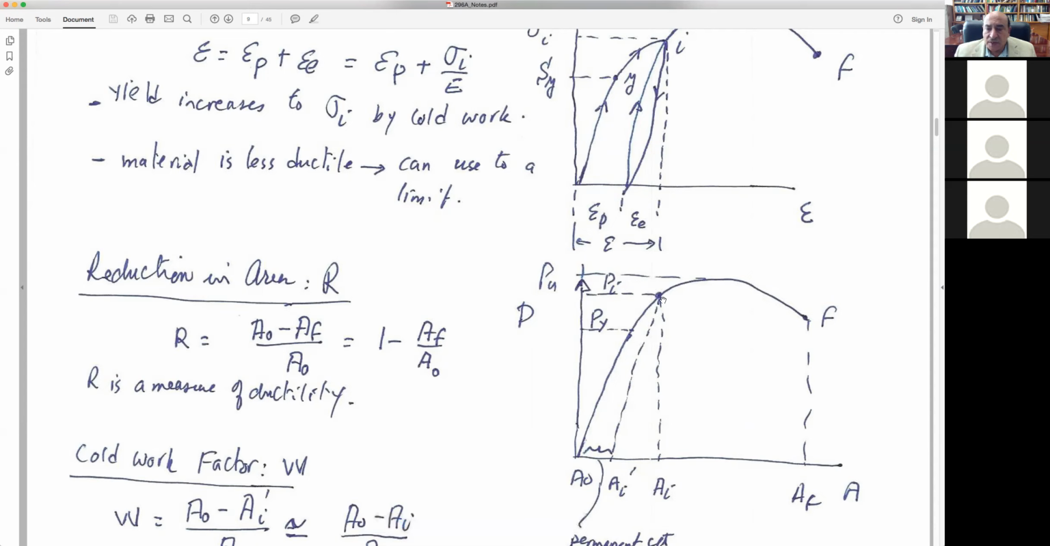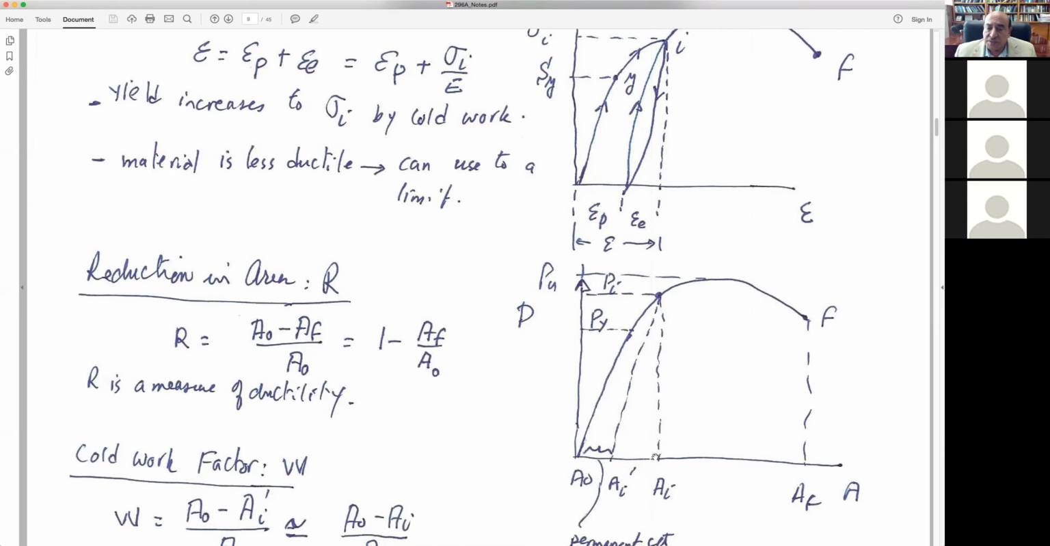So when we unload, the cross-section recovers a small part from Ai to Ai prime. This is an elastic recovery, and the cross-section has decreased and become smaller than before. The original is A0, and then it became Ai prime. So there's a permanent set.